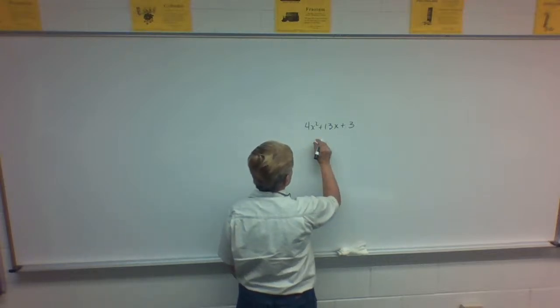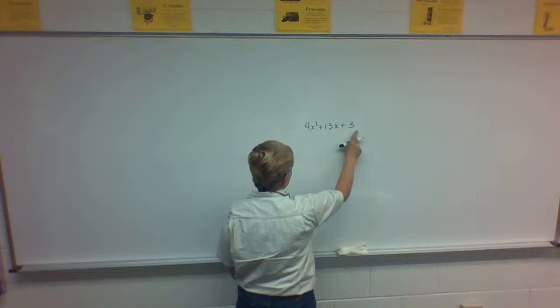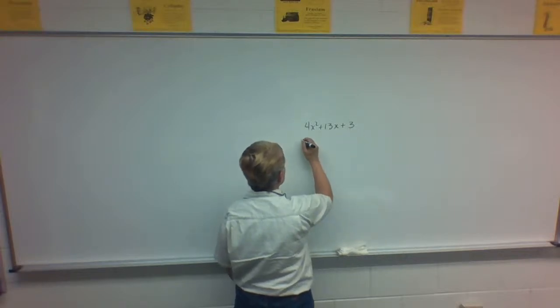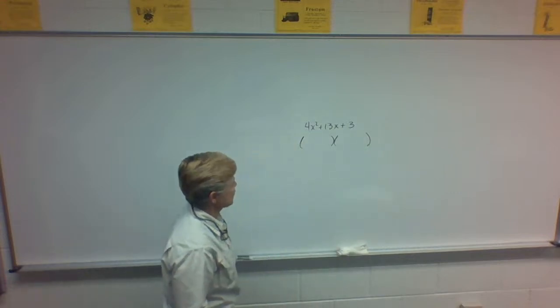So what we do is, first of all, we look for anything that's common that we could pull out. 4 and 13 and 3 have nothing in common, and they don't all have an x, so that one's out. So now we write down our 2 sets of parentheses. And this is how I handle it.